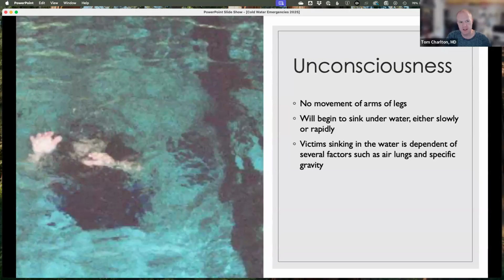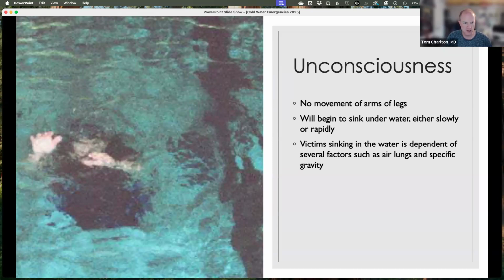They slip into unconsciousness. At this point, there's no movement of the arms and legs, and they're going to begin to sink. However, the rate at which they sink depends on a bunch of things. It depends on the body itself, how full the lungs are when they are going underwater, if they're wearing any kind of equipment, etc. And then also the salinity of the water.